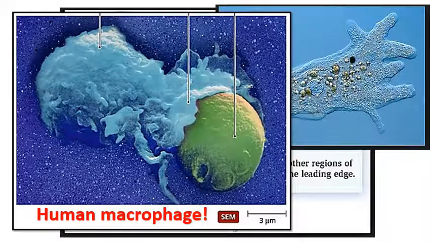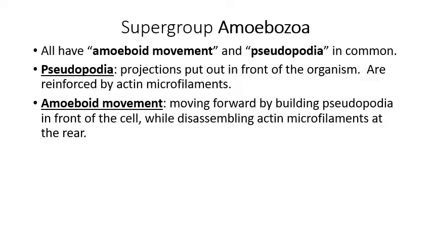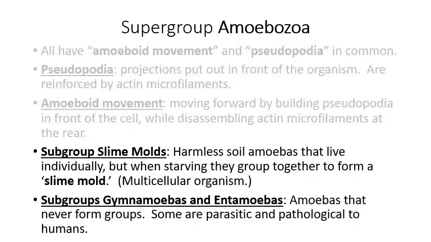All right, here we have a white blood cell, a human macrophage, which is enveloping a yeast cell. And the human white blood cells, the phagocytes that move around inside our blood vessels and inside our lymphatic vessels, are moving using amoeboid movement. So we have cells in our own bodies that move using amoeboid movement. All right, so those are some of the amoeba.